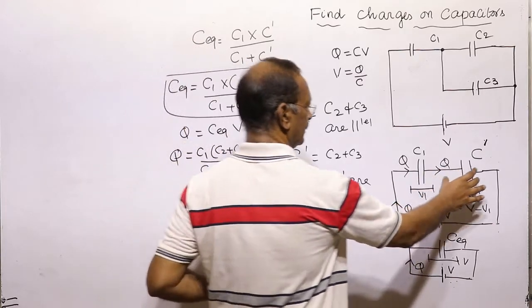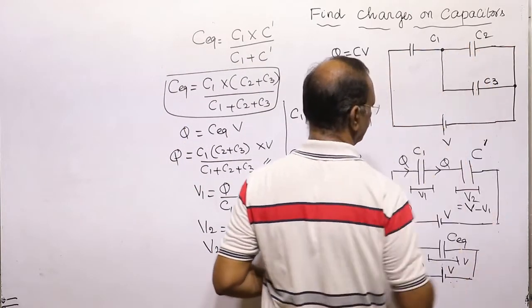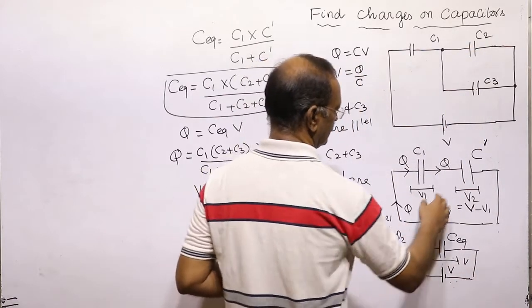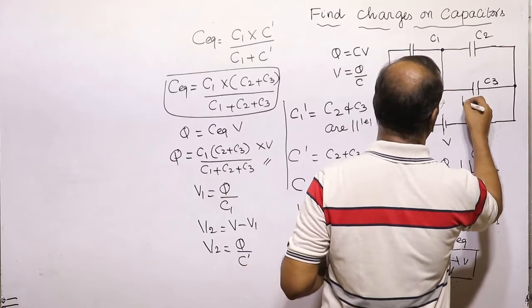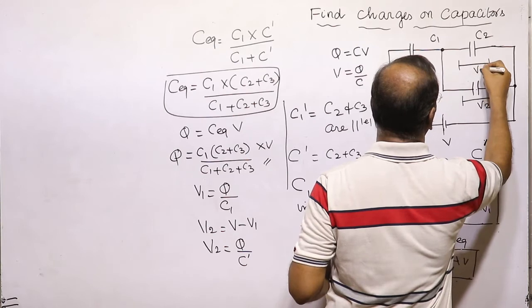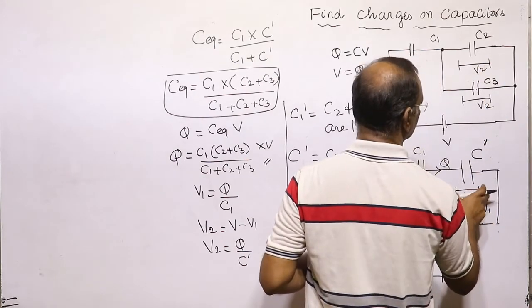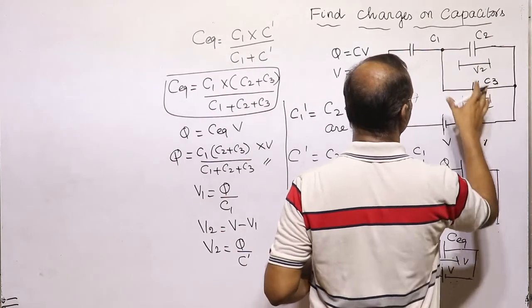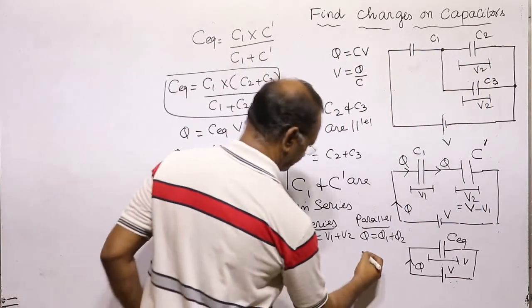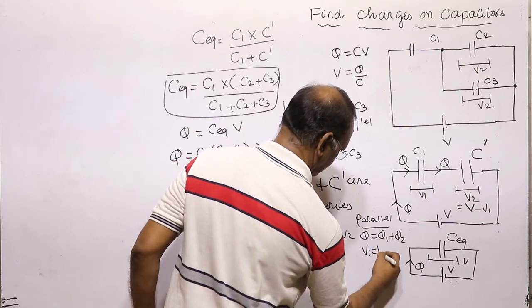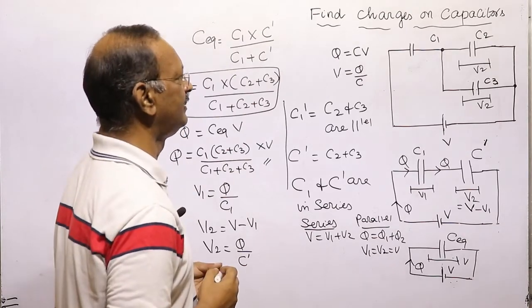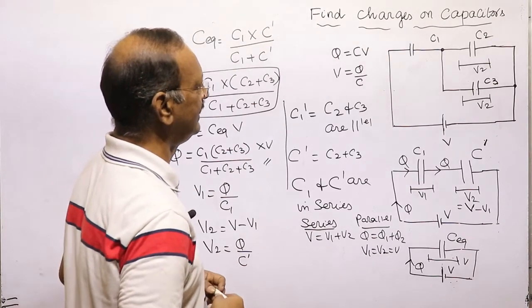Now this circuit is equivalent to this circuit because this circuit consists of C2 and C3 in parallel. So the voltage V2 applied here will be the same here, because both are in parallel. Since in parallel, the voltage is the same across both the capacitors.